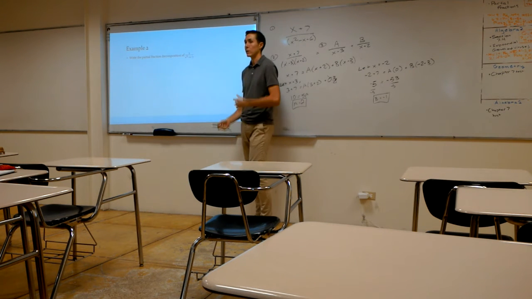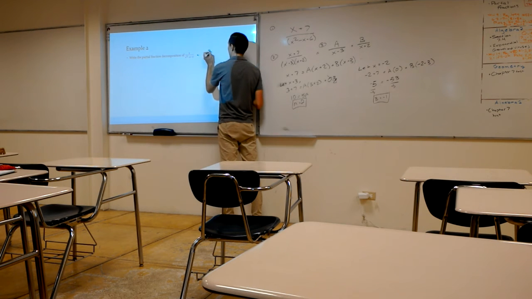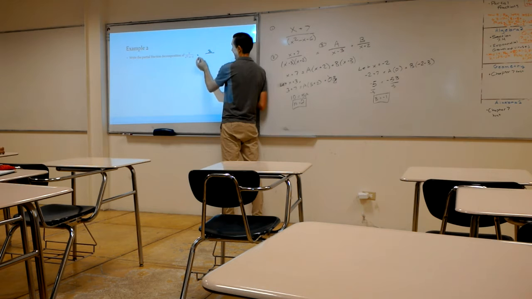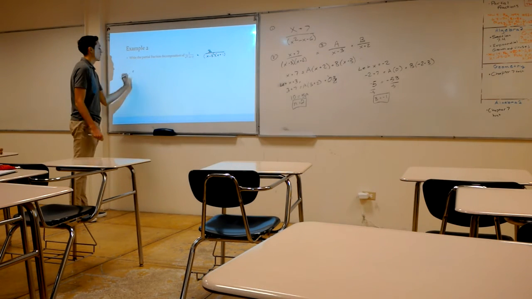Okay, so we continue. The next step: is it factored? No, it is not. So how do we factor it? 1 and 2. x minus 2, x plus 1. Alright, now it's factored. So it's linear.